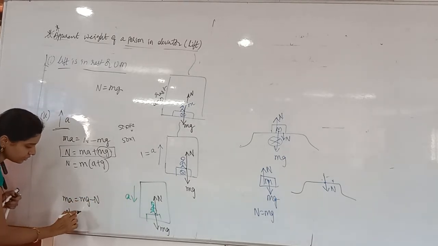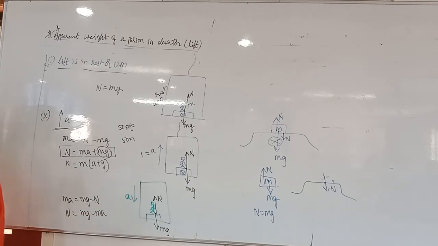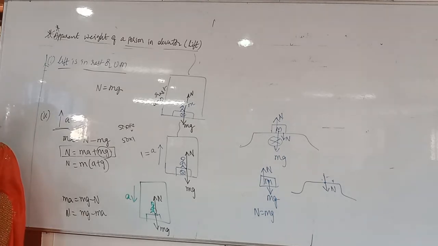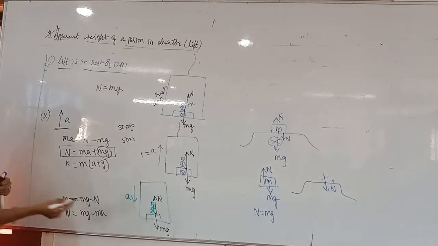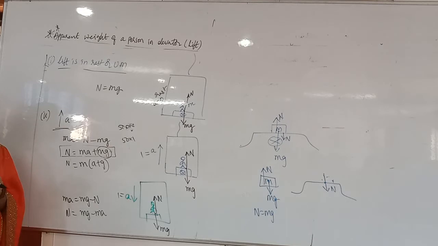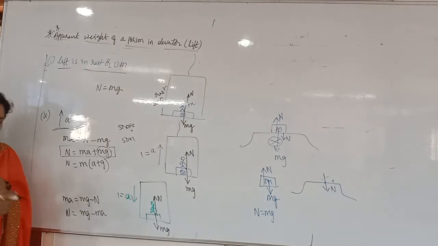So again, N is equal to mg minus ma. Now, whenever the lift is moving in the downward direction, does the weight decrease or increase? It decreases, so that only it is decreasing here. Understand it clearly? Now again with the same acceleration, 1 meter per second square, what is the apparent weight here? Originally it is 500, minus 50 gives you 450 as the weight.